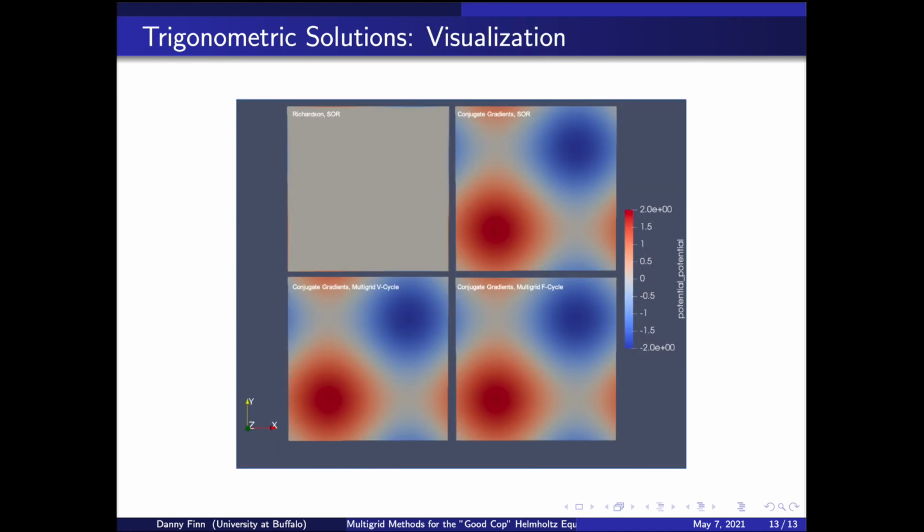Once again, looking at our final solutions, we see that the local SOR solver doesn't reach a solution within the given number of iterations, and the rest of our tests reach the correct solution within the given number of iterations. But the multigrids reached it about 10 times faster.